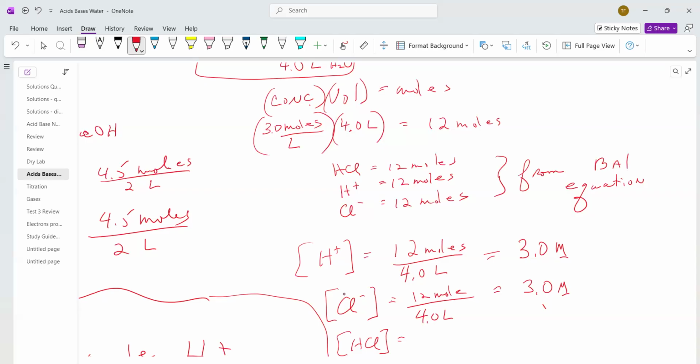There's no HCl left. It's all dissolved or dissociated into H and Cl, because it's a strong acid. Strong acids totally dissociate. There's nothing left. So that means the concentration of the HCl is 0. Exactly. Now, a weak acid, perfect response.